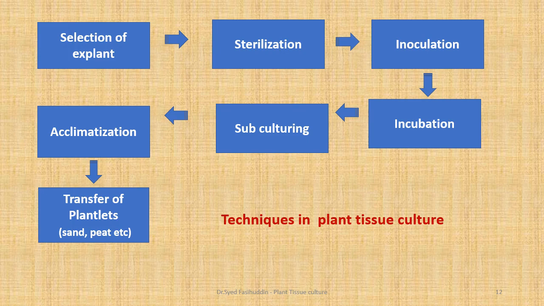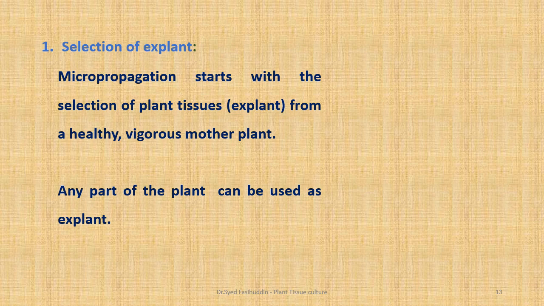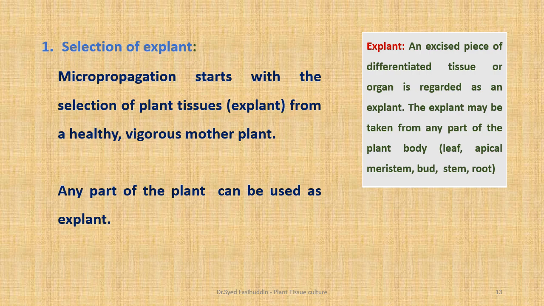First one, the selection of explant. The micropropagation starts with the selection of plant tissue, that is called explant, from a healthy, vigorous mother plant. Any part of the plant can be used as an explant. So, an excised piece of differentiated tissue or organ is regarded as an explant. The explant may be taken from any part of the plant body, like leaf, apical meristem, bud, stem, root.